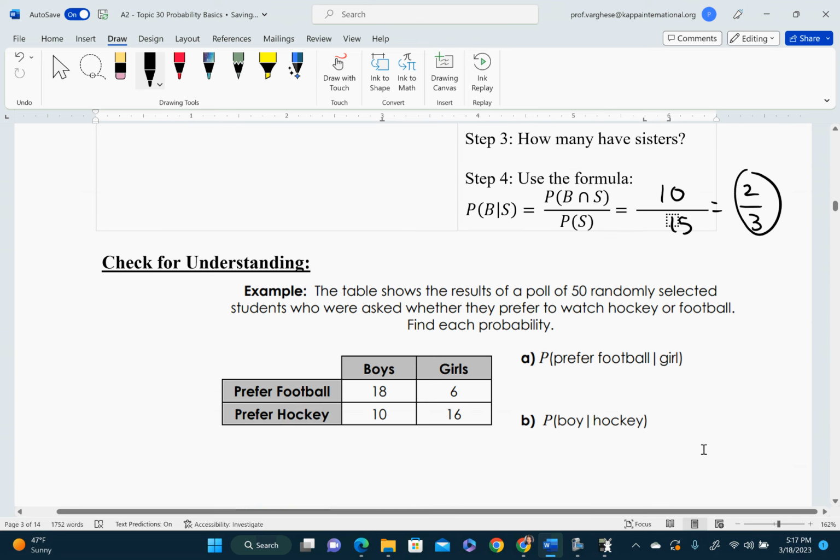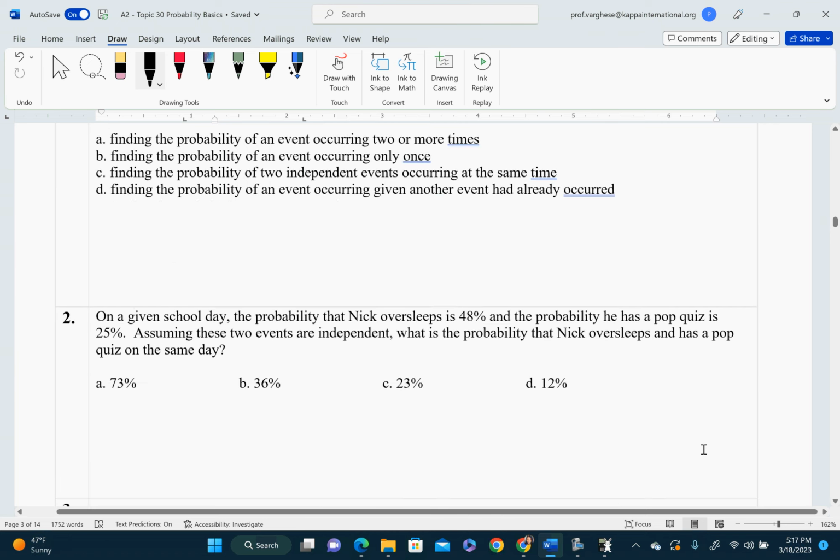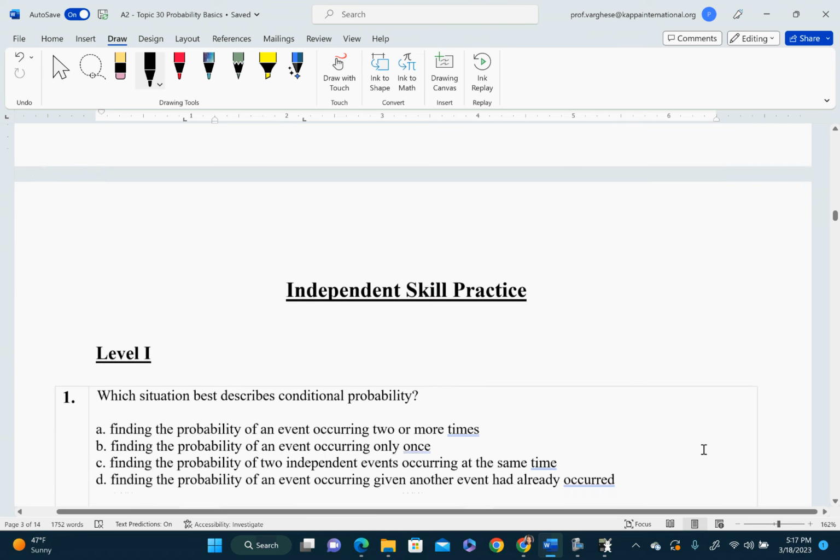So what I'm going to ask you to do right now is to go ahead and do this check for understanding, and then you're going to do some Delta math problems, and you can come back to this worksheet to work through these problems. These are Regents questions and what they look like.